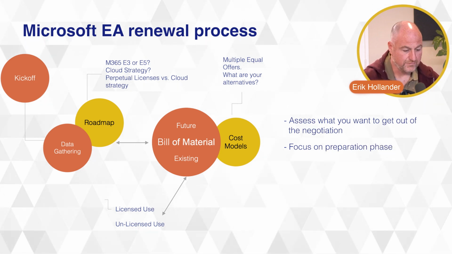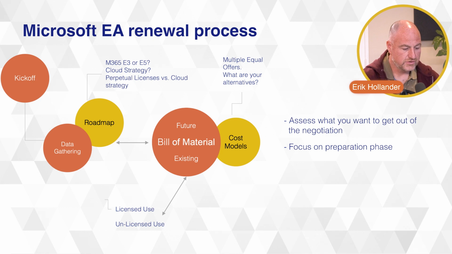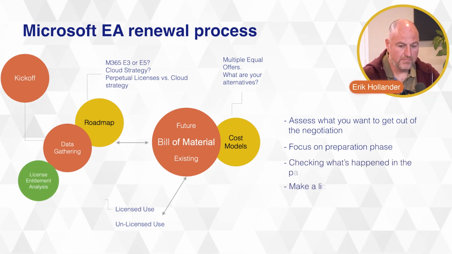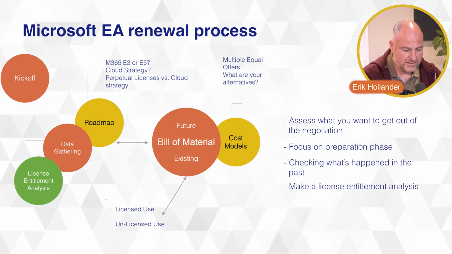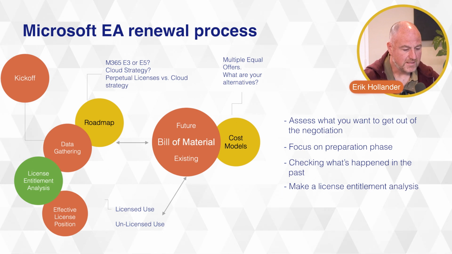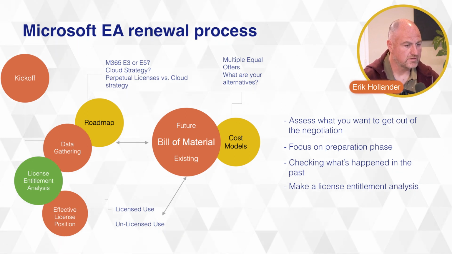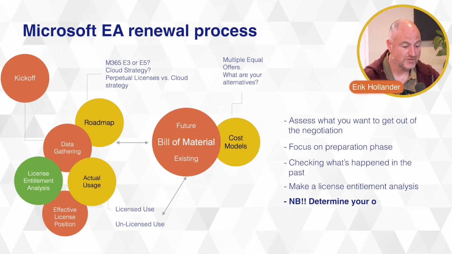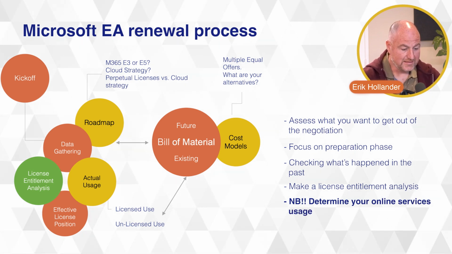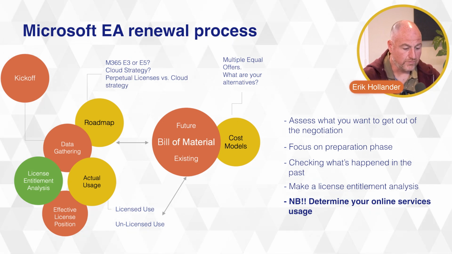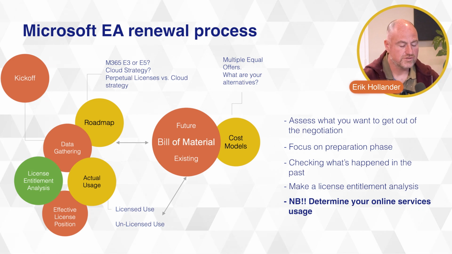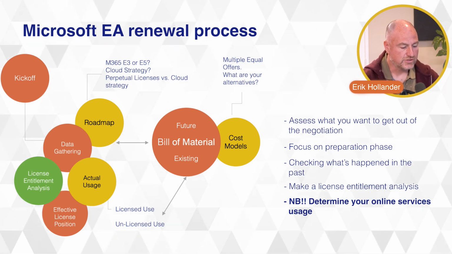80%, like I said, of the success is in the preparation. So we always first start with checking what has been happening in the past. Make a license entitlement analysis. Make an effective license positioning, what you are actually using. And also, very important, what is the usage of your online services currently? Do you have any users that has been a site that's not been available for everyone? Stuff like that needs to be assessed. You really need to focus on the actual usage and see what you are using now.